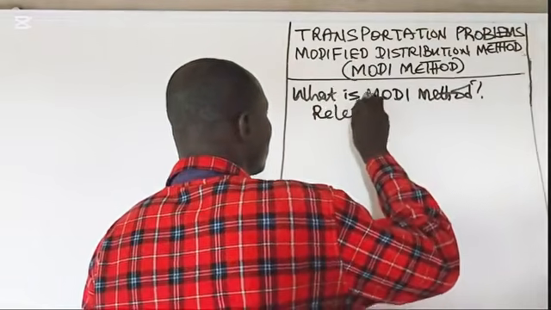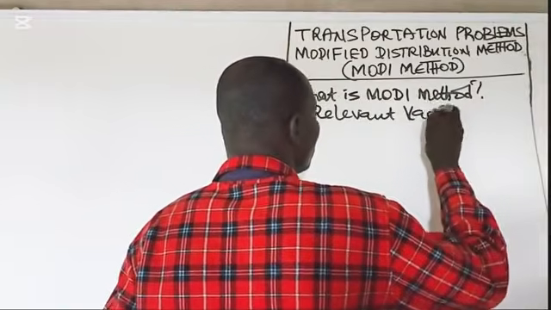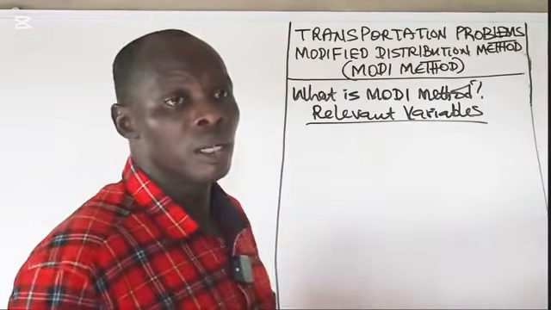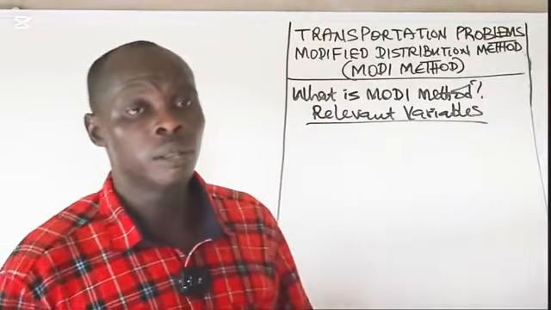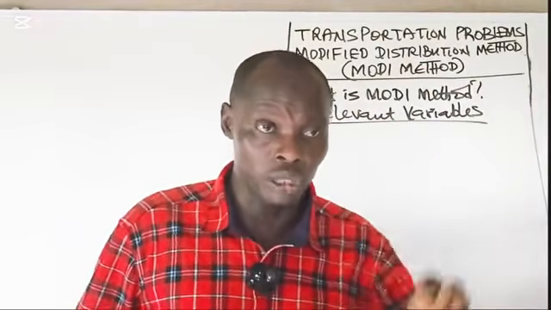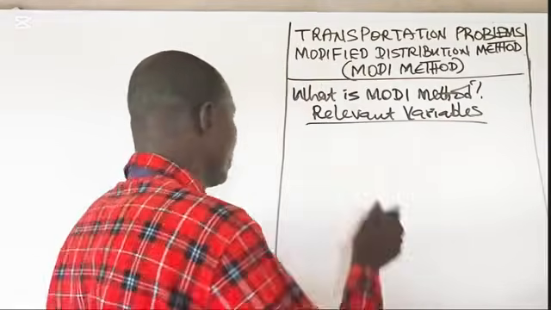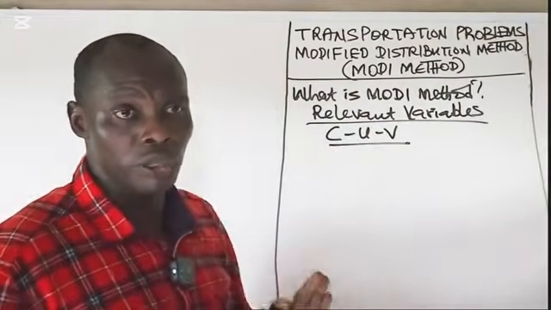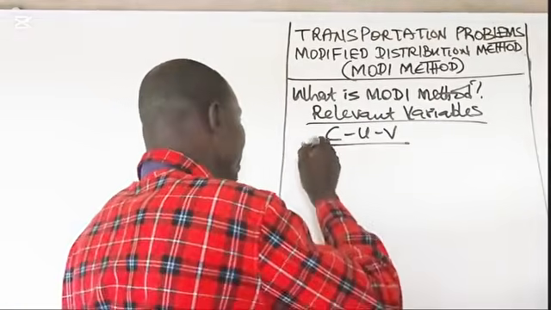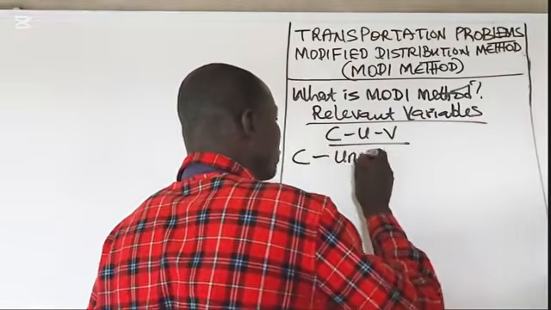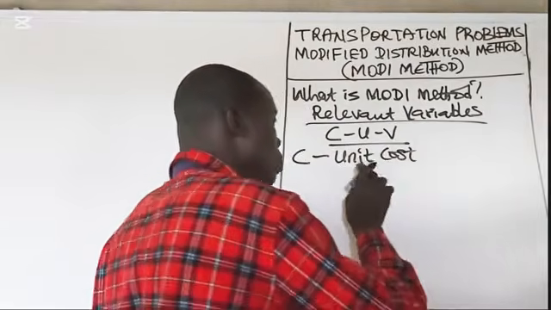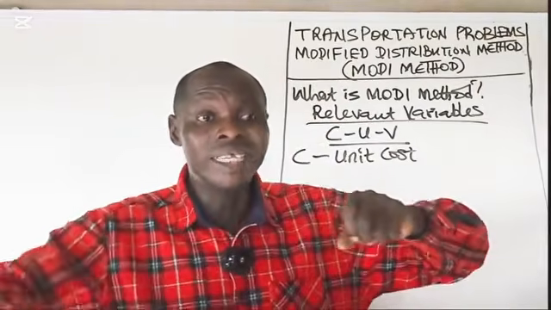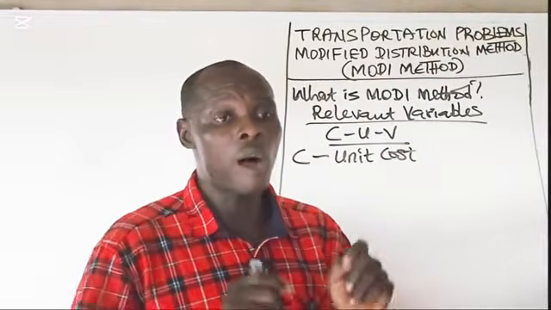Explanation of relevant variables. Relevant variables used in MODI. To master this method, you need to understand three core variables represented by C, U, V. The first letter C is cost, that is unit cost. You need to understand what unit cost means. This is the price written in the small box in the corner of each cell.